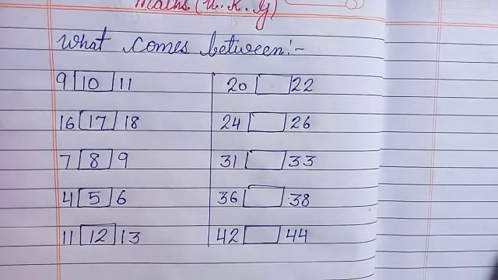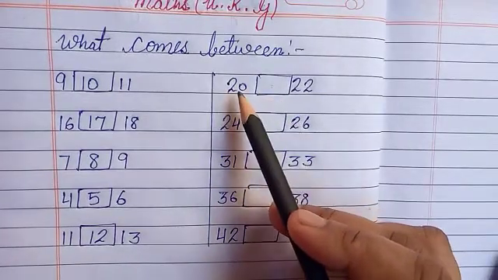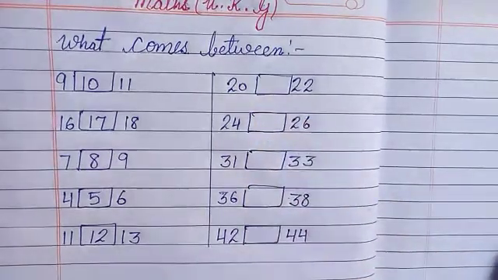21 comes between 20 and 22. You write here 21.